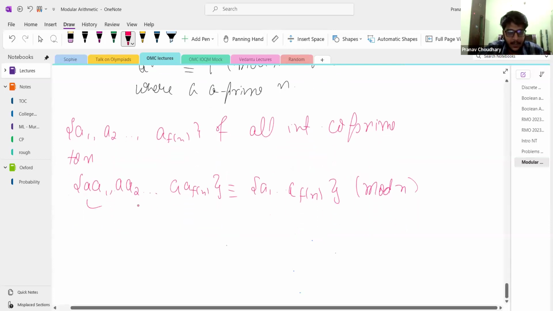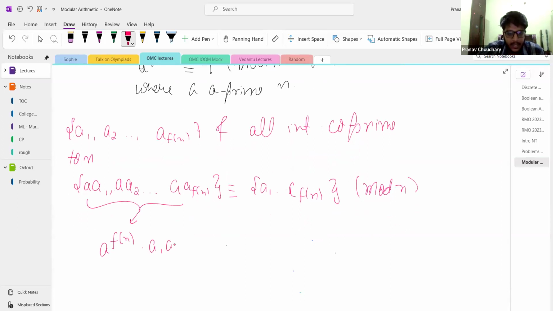Now, if I just consider the product of all the elements here, it will be a to the power f of n times a1, a2, so on till a f of n. Here, the product will be a1, a2, so on till a f of n mod n. And since these two sets are the same set, their products will also be congruent, right?